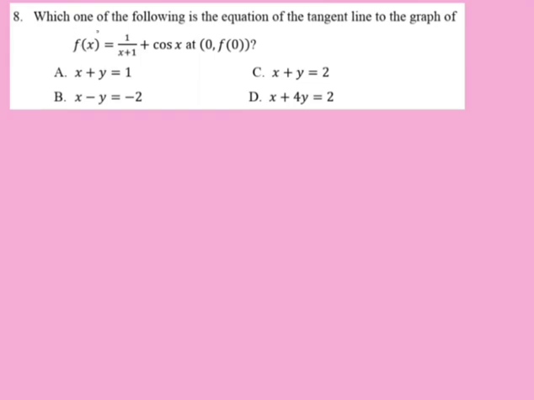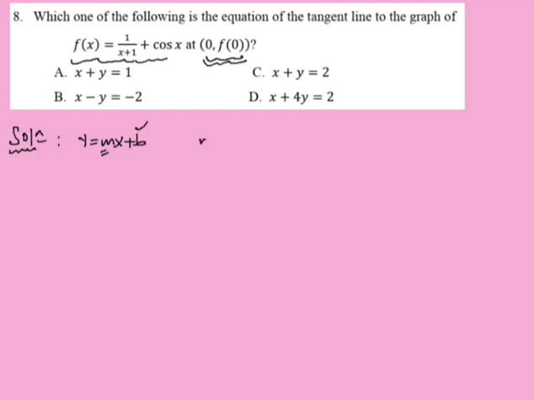The next problem is: which one of the following is the equation of the tangent line to the graph of f of x equals 1 over x plus 1 plus cos x. This function is given, and there is a certain line which is tangent to the function at this point. So we are asked for the equation of the tangent line for this function at this point. Usually the equation of a line can be written as y equals mx plus b, where m is the slope and b is the y-intercept.